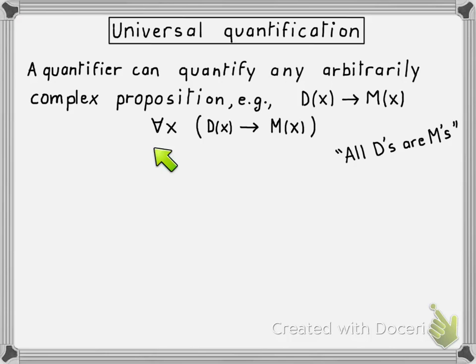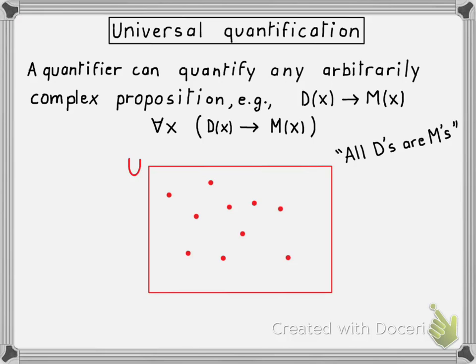Now, since this proposition contains only one variable, we must consider one universe of possible values for x. Let's represent this universe with a rectangle containing each one of the possible values for x, shown here as a red dot. How are we going to represent the predicates D and M? Well, let's say the predicate M is a property of the objects in the universe, which means some objects will have the property and some will not.